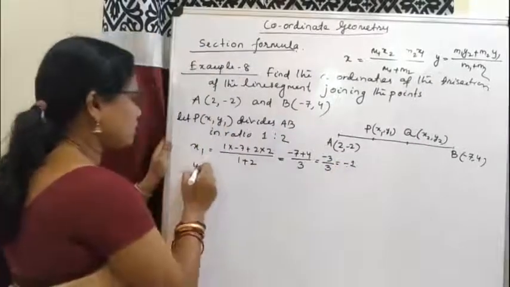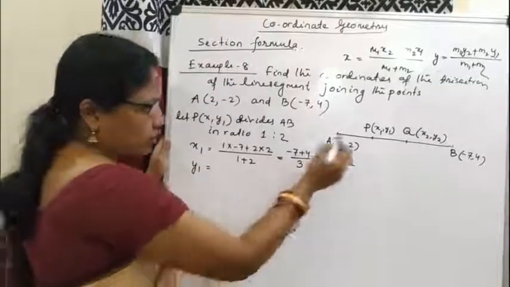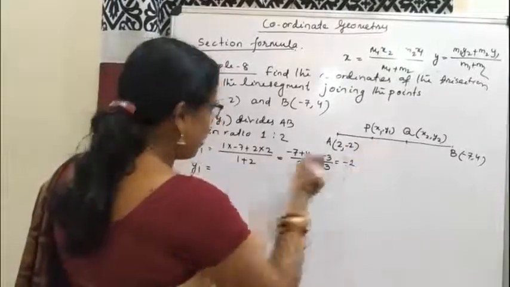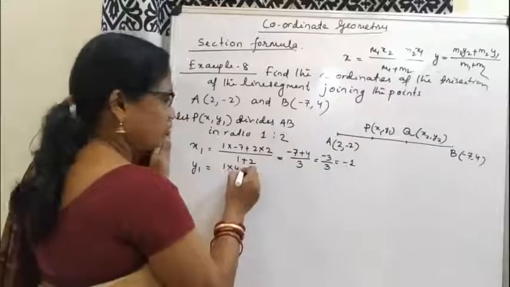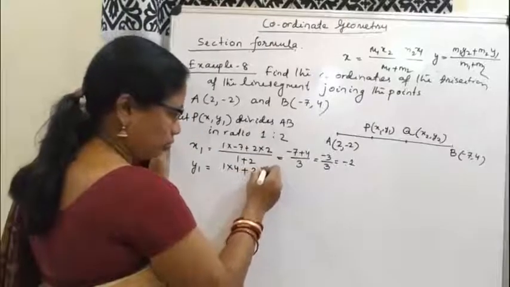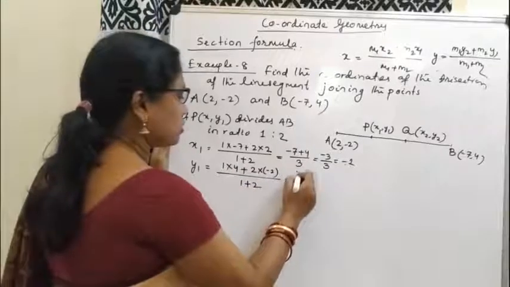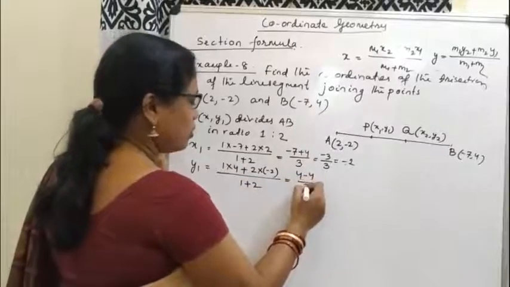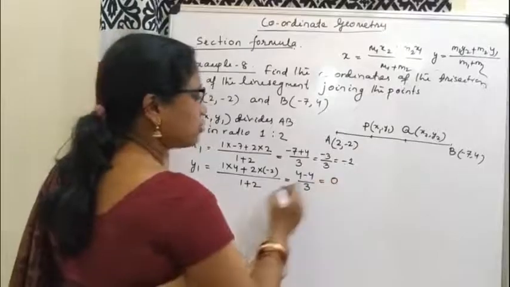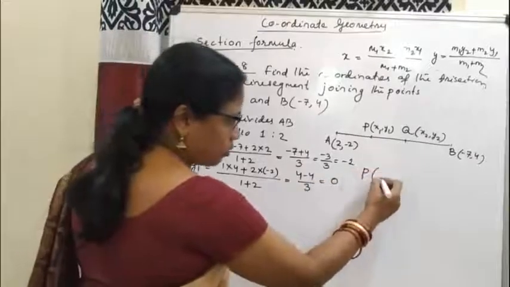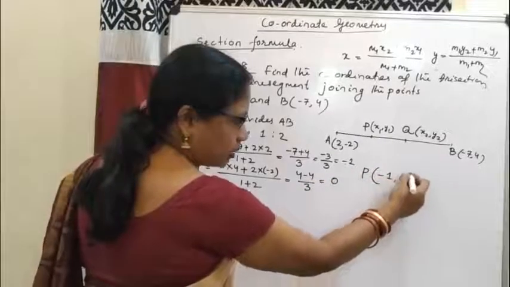Then y1 is equal to 1 into 4 plus 2 into minus 2 divided by 1 plus 2. So this is equal to 4 minus 4 by 3. So this is equal to 0. So P has the coordinates minus 1 and 0.